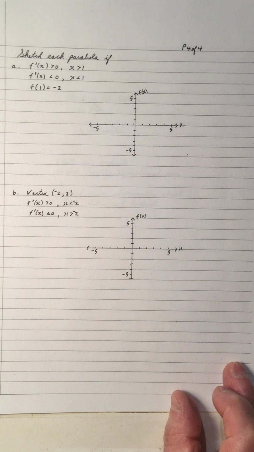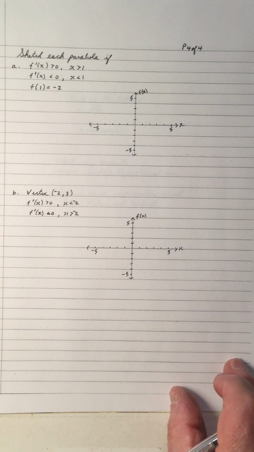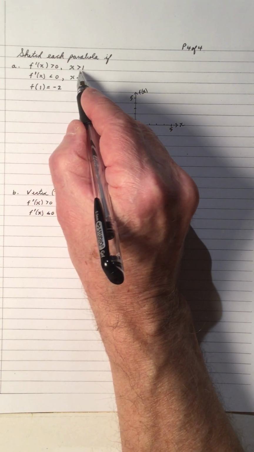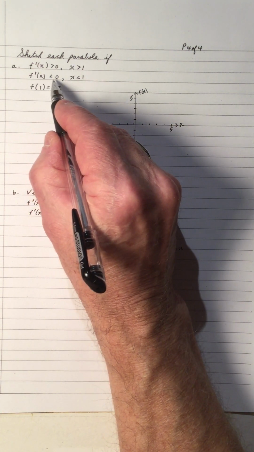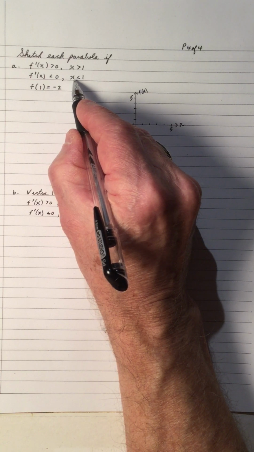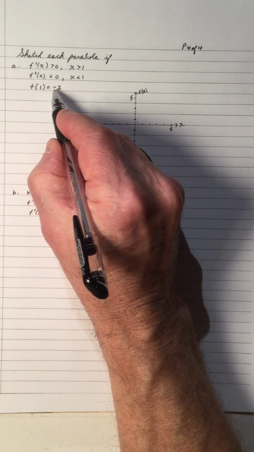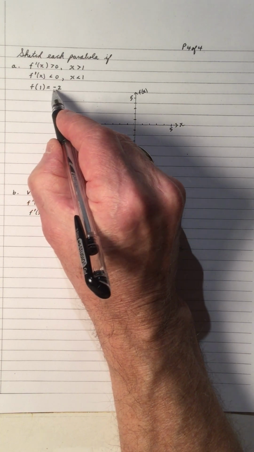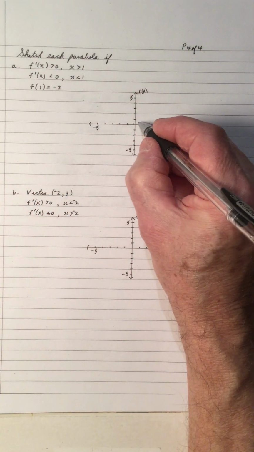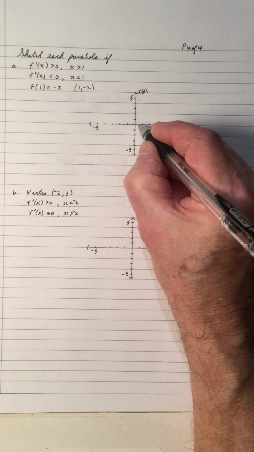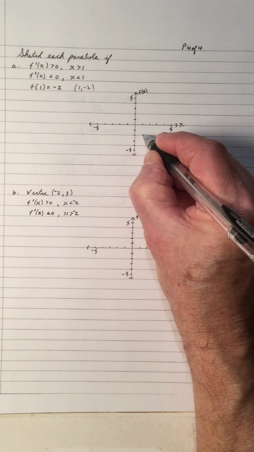So let's look at just a couple more questions. Sketch each parabola if f prime x is greater than 0 when x is greater than 1, f prime x is less than 0 when x is less than 1, and f of 1 equals negative 2. So that means we have a point 1, negative 2. So 1, negative 2 is right here.